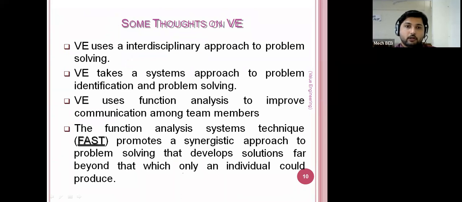There are some thoughts on value engineering. Value engineering uses an interdisciplinary approach to problem solving. Here, you require the knowledge of the product. Let's consider if you have a product related to the foundry. In that case, you require the knowledge related to manufacturing and finance.